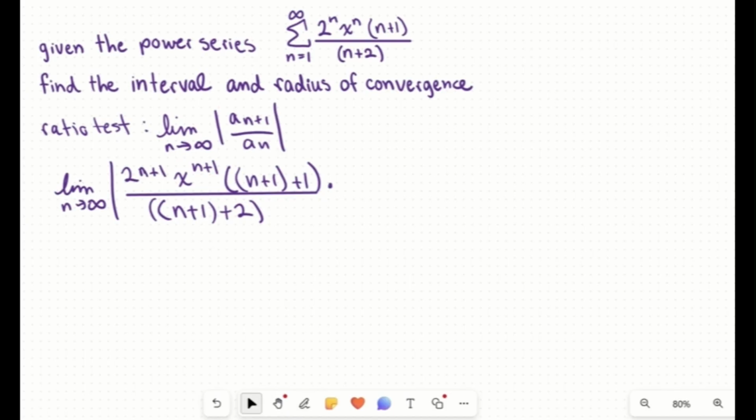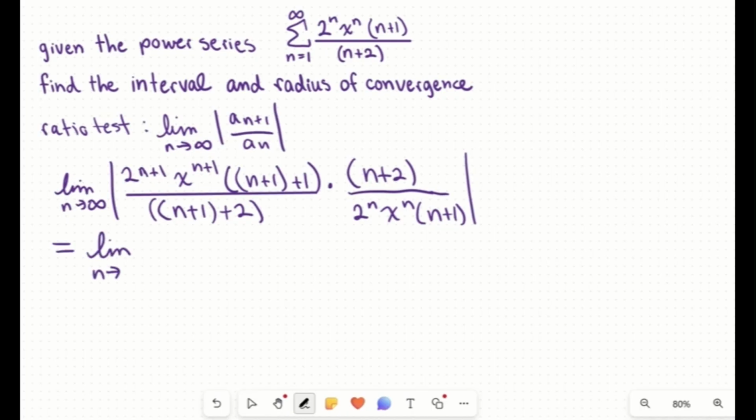So now what we have to do is find the a sub n. So our a sub n is going to be taking the reciprocal. So it's going to be n plus 2 over 2 to the n, x to the n. So we're going to take a limit as n approaches infinity. So with the 2 here, we have 2 to the n plus 1.